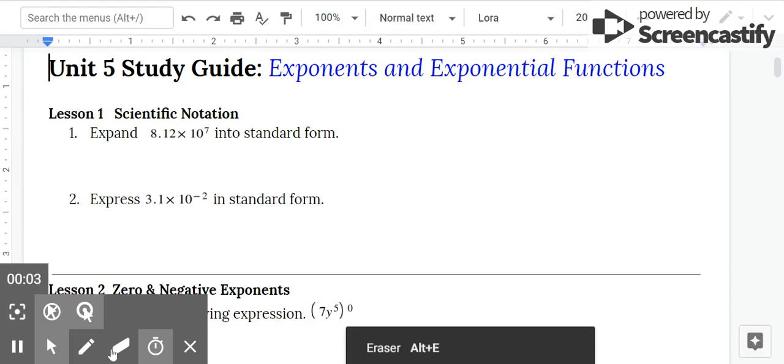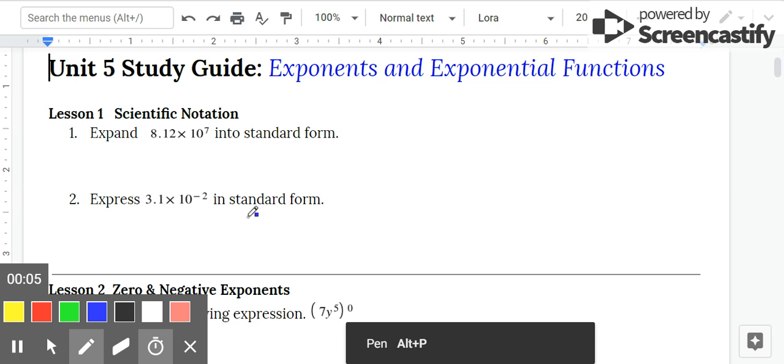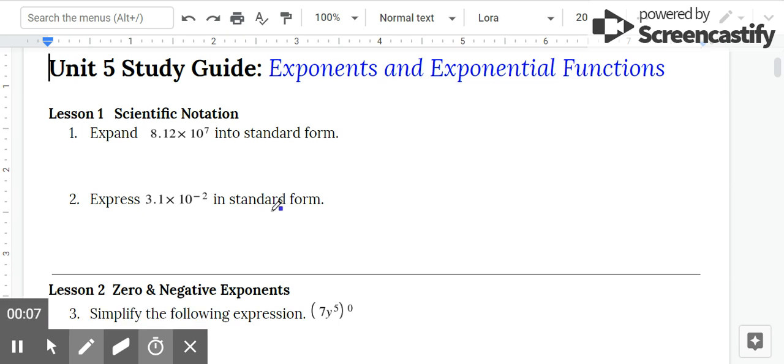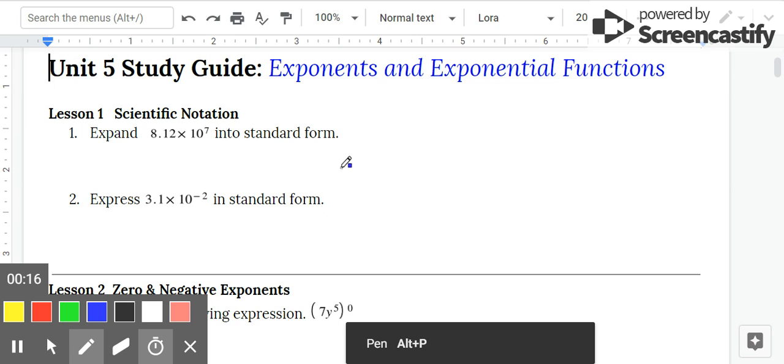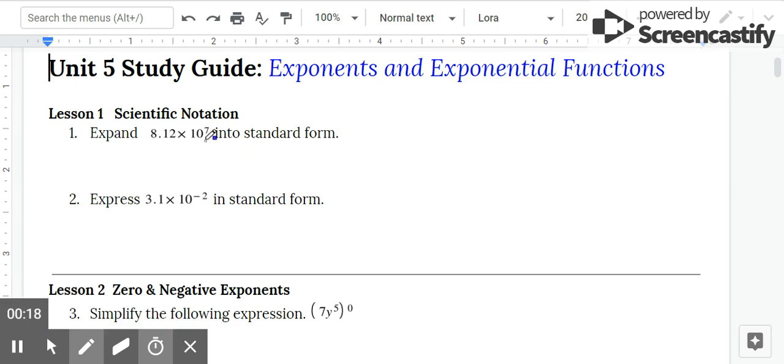We are going to review from number 1. We're going to check your work. So lesson 1 is about scientific notation. If you have the lesson notes, please take them out. All right, let's try to expand this really big number into standard form.